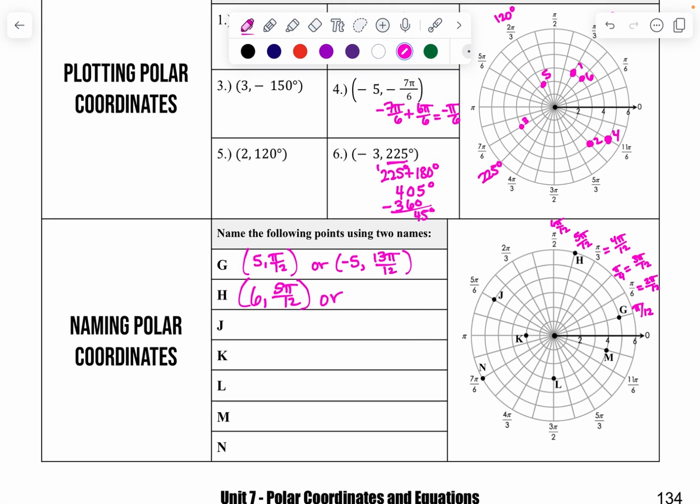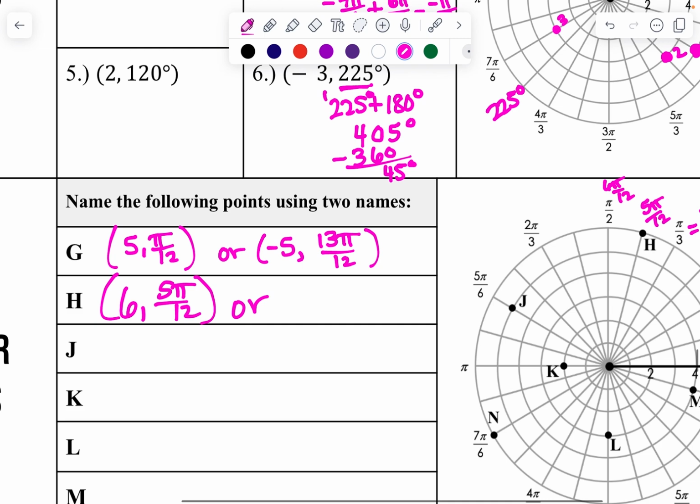So the other way to say that, with a negative, -6, and if I add on pi, I get 17 pi over 12 as my other option there.